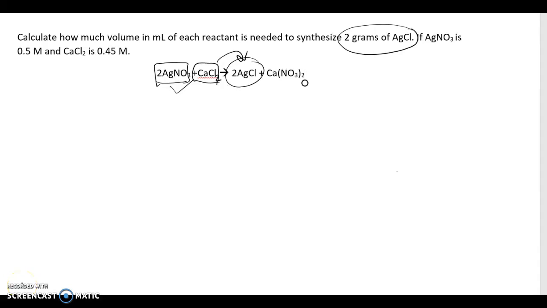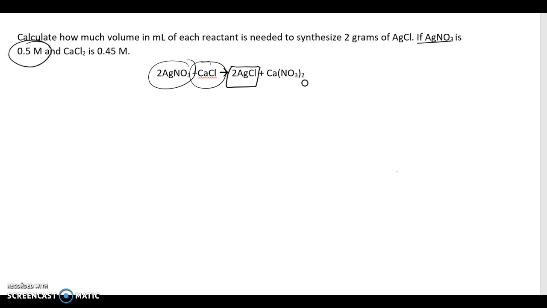Okay, so we have this problem, and the problem states, calculate how much volume in milliliters of each reactant, so of these guys, you will need to synthesize 2 grams of AgCl. Now, the first solution is silver nitrate, AgNO3, and that's a 5.5 molar solution, and then calcium chloride is a 0.45 molar solution. So what they're asking is how many milliliters of these guys will you need to create 2 grams of AgCl. Okay, and that's what we have so far.